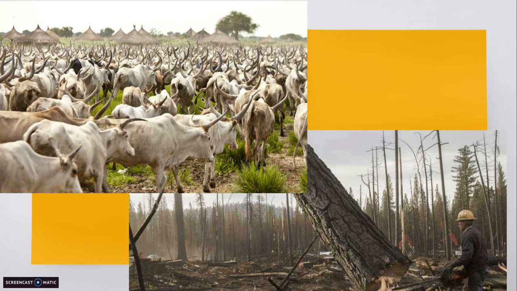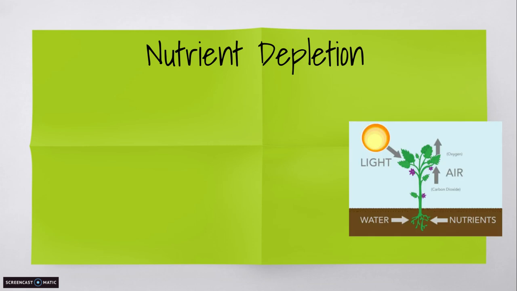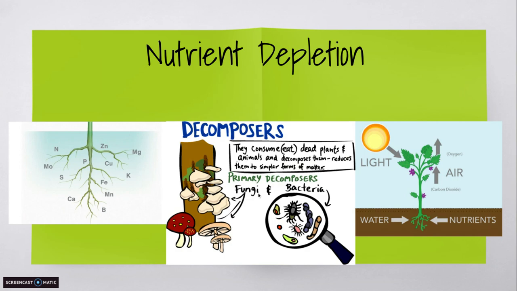All right. And the final possible result of poor soil management is what we call nutrient depletion. Remember, plants make their own food through photosynthesis, but they need nutrients in the soil like potassium and phosphorus and nitrogen in order to grow and survive. And decomposers, right, the fungi and the bacteria, they're the ones that supply these nutrients to the soil. They're the ones who are breaking down waste and the remains of dead organisms.